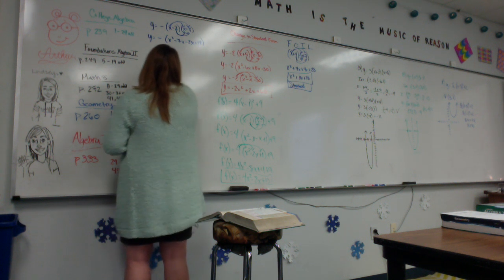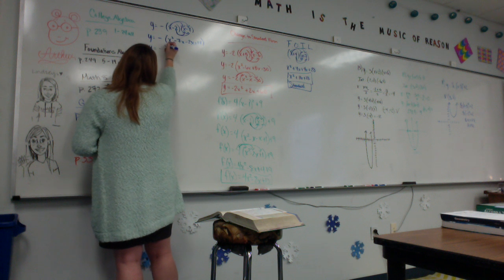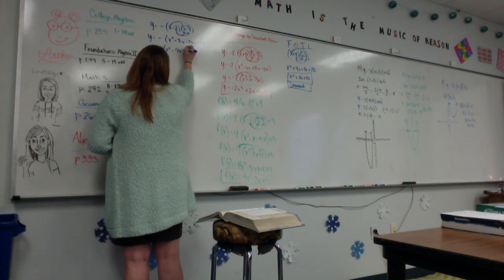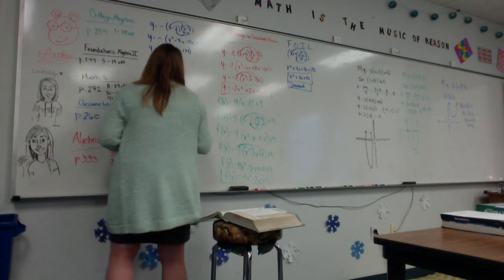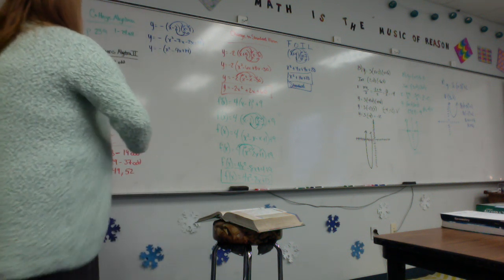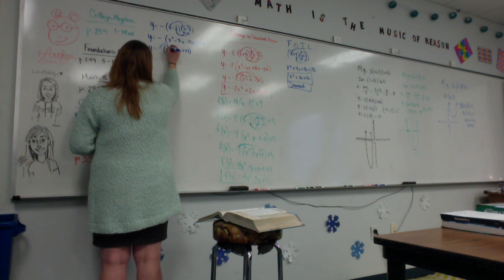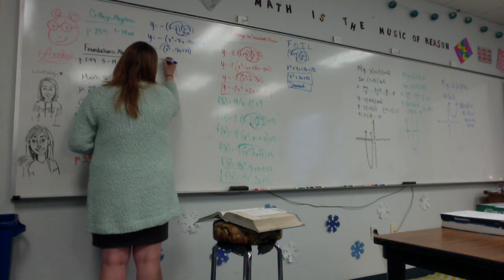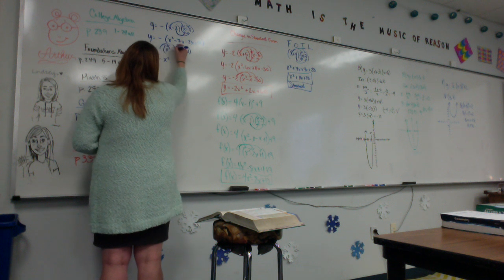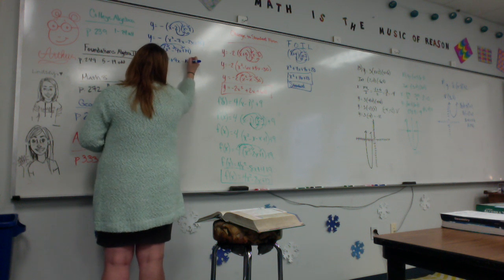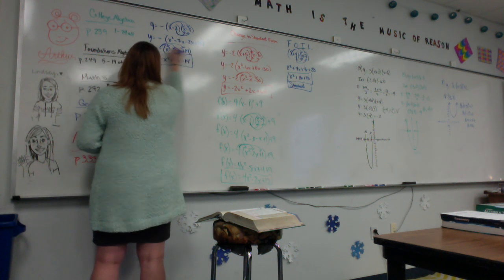Beautiful. Now combine my like terms: x squared minus 9x plus 14. Now what do I have to do? Distribute the negative. So negative times x squared, negative times -9x, and negative times 14. Boom, you're in standard form.